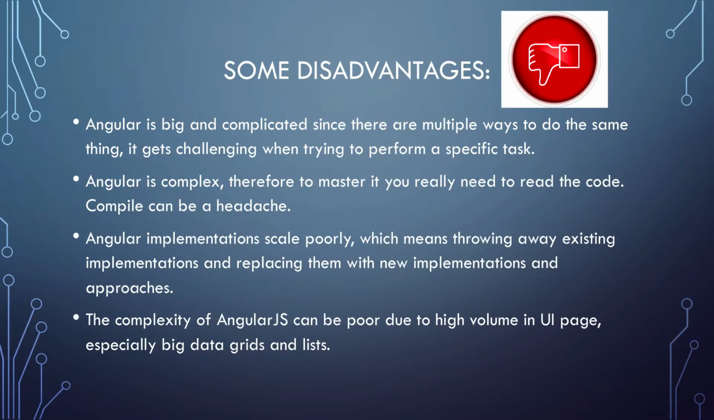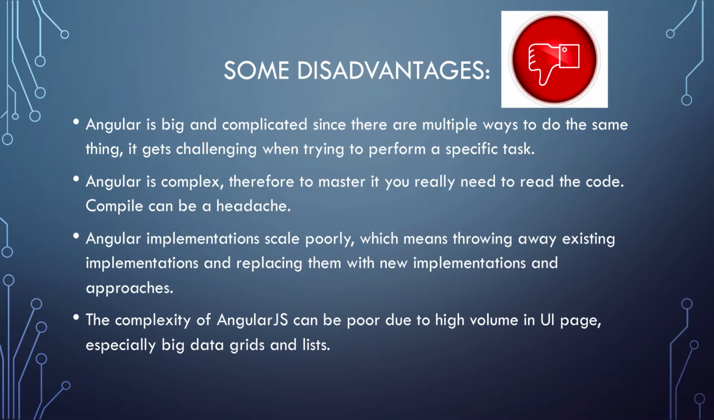I find AngularJS to be very interesting and complex in the aspect of its features and concepts, but just like anything else, it has its disadvantages. Some of its disadvantages: Angular is big and complicated since there are multiple ways to do the same thing. It gets challenging when trying to perform a specific task, especially when trying to merge code. Angular is complex, therefore to master it you really need to read the code. Compile can be a really big headache.